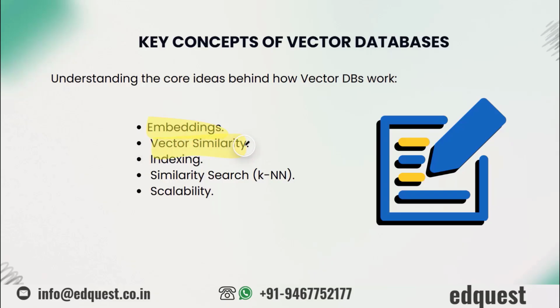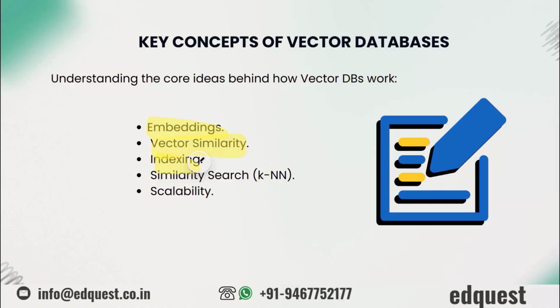The next one is vector similarity. Now, we want to know how similar two vectors are. And for that, we use similarity metrics like cosine similarity, which measures the angle between vectors, and the other one is Euclidean distance, which measures the straight line distance between two vectors. The smaller the distance or the closer the angle, the more similar the data are. So the vectors which have less distance between them are more similar to each other than those which are apart from each other.